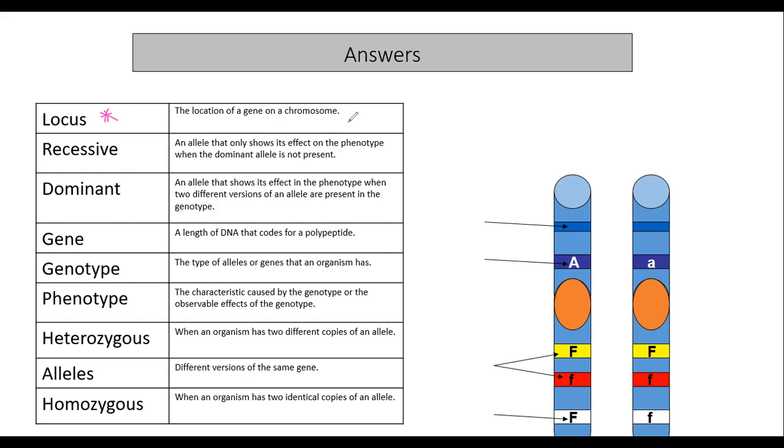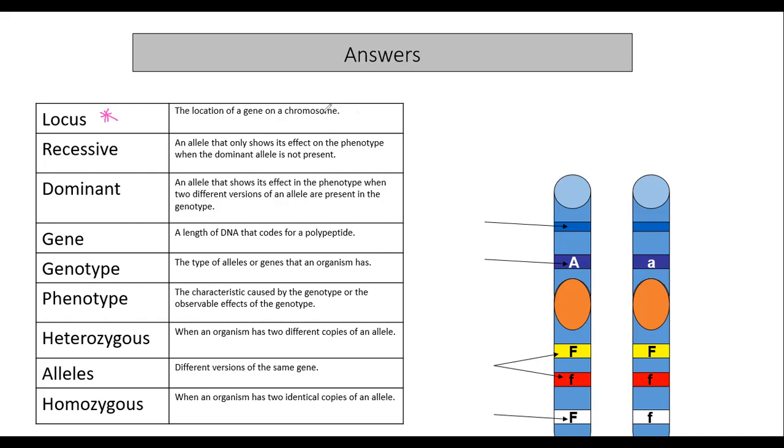Heterozygous, when an organism has two different copies of an allele. Alleles are the different versions of the same gene. So, for example, the gene that codes for your eye colour, you can have variations: blue, brown, black, green, hazel, everything on the spectrum of different eye colours. And then finally, homozygous is when an organism has two identical copies of an allele.